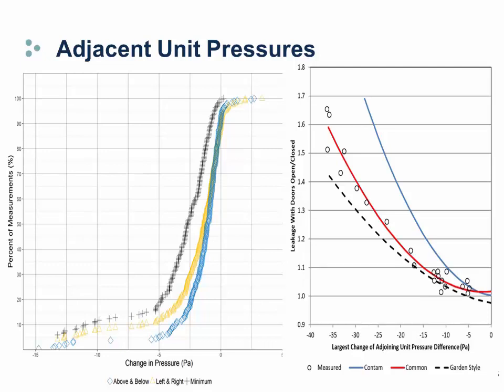So if you find yourself testing an occupied building where it maybe isn't easy to open all adjacent units at the same time, as long as you can stick a pressure probe underneath the adjoining unit doors and measure the pressure, and if it's less than 5 pascals, you can probably consider your test to be fairly accurate.